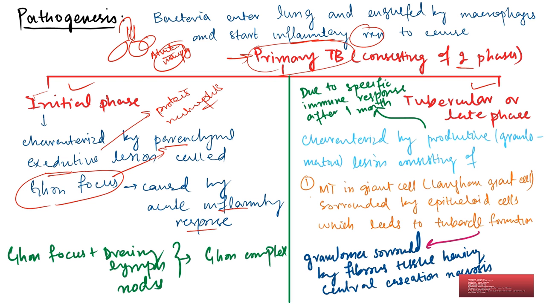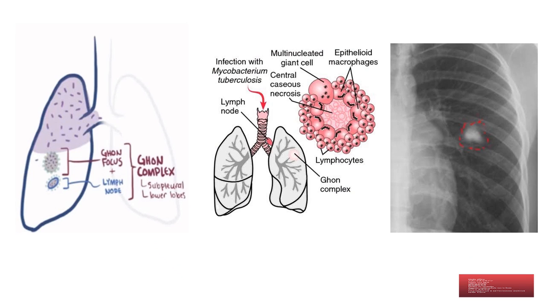In contrast to the transudate, it does not contain proteins and neutrophil cellular substances. This Ghon focus along with the draining lymph nodes is called the Ghon complex. For example, this is the Ghon focus and the draining lymph node which drains this Ghon focus. These both things are called the Ghon complex.